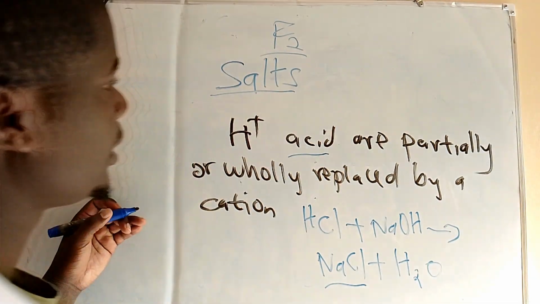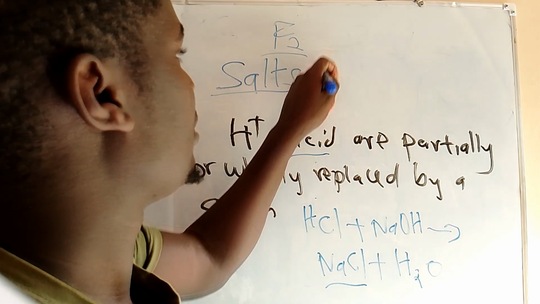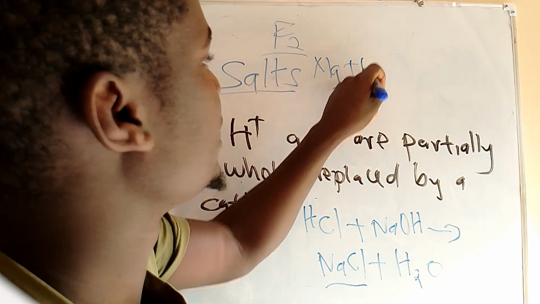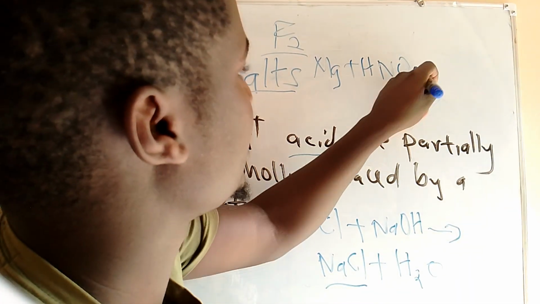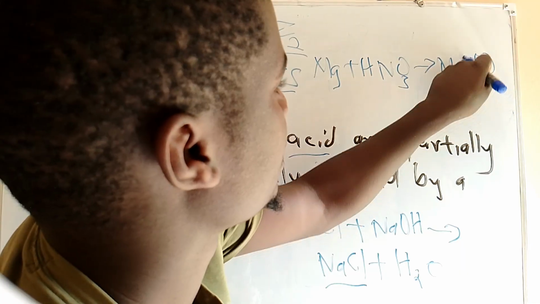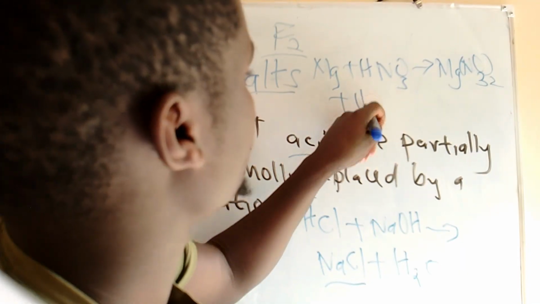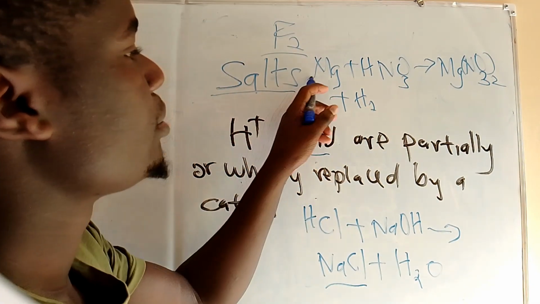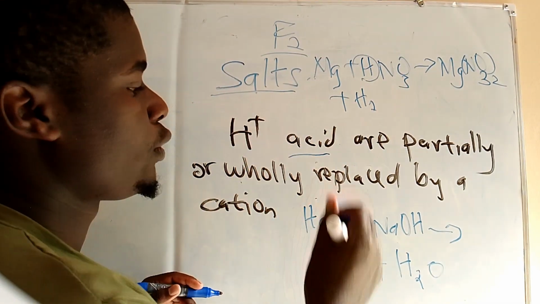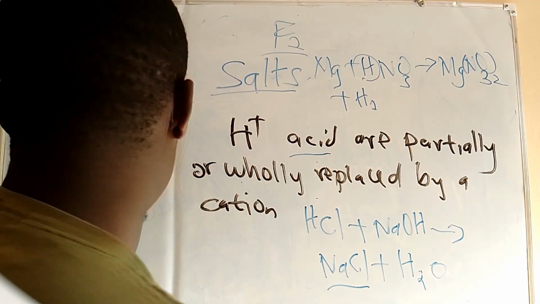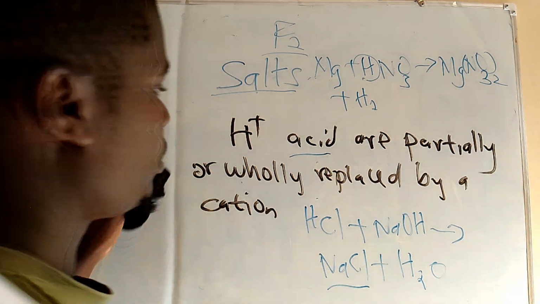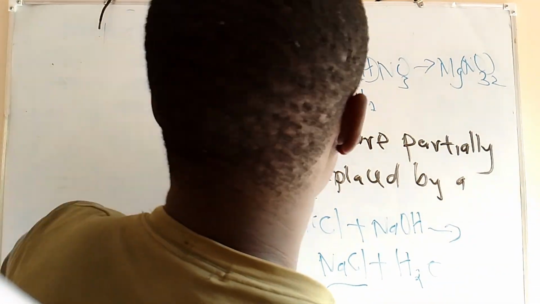We can also have another example, like magnesium reacting with nitric acid. They give us magnesium nitrate plus hydrogen gas. You can see magnesium has replaced the hydrogen from the acid to form magnesium nitrate, which is a salt. So that is the meaning of a salt.